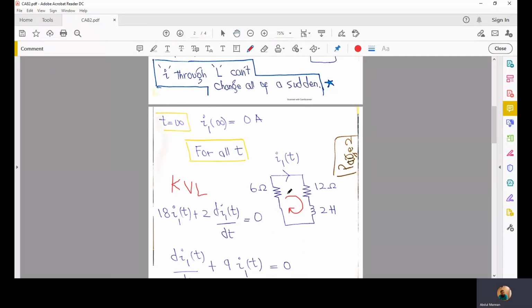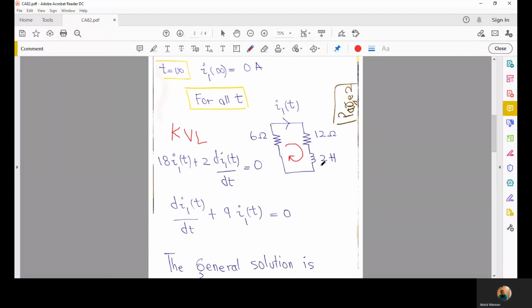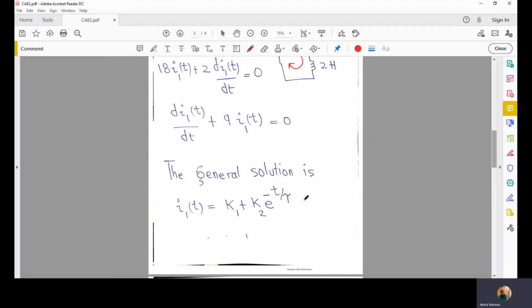So this 6 plus 12, I have added these two, they become 18 times I1 of t, the voltage drop across this 6 ohm and this 12 ohm resistors, plus the voltage drop across the 2 Henry inductor, which is L di by dt, where L is 2. Putting this 2 instead of L, di1 by dt, where I1 is the current flowing through this circuit. So dividing the whole equation by 18 gives us the time derivative of I1 of t plus 9 I1 of t equals 0.